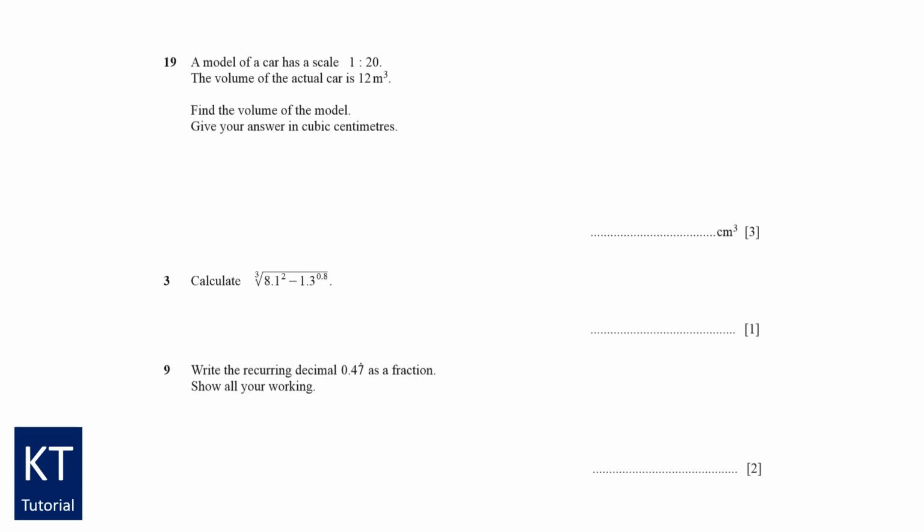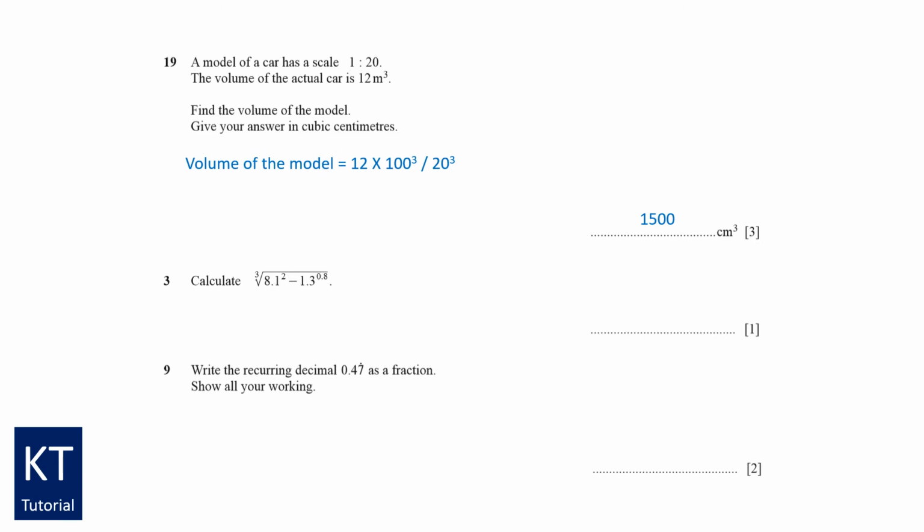Question 19. A model of a car has a scale of 1 to 20. The volume of the actual car is 12 meters cubed. Find the volume of the model. Give your answer in cubic centimeters. With the parameter being volume, 12 needs to be multiplied by 100 to the order of 3 when converting from cubic meters to cubic centimeters, and dividing by 20 to the order of 3 when converting the car to scale. This will lead us to the answer of 1500 centimeters cubed.